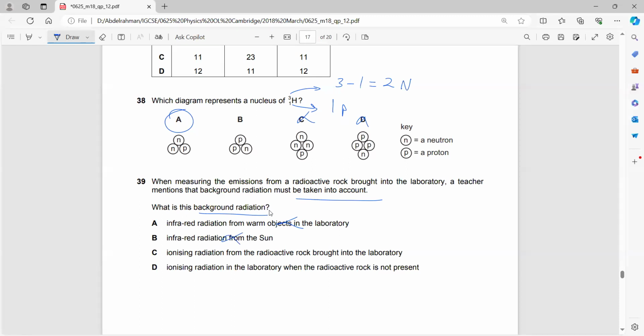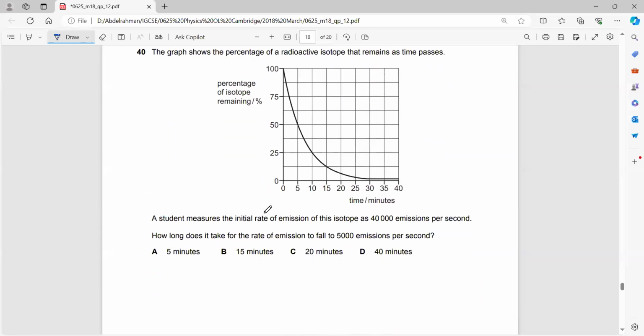Ionizing radiation from the radioactive rock brought into the laboratory? That wouldn't be background radiation. The background radiation would be the radiation when the radioactive rock is not present. It's the radiation that's already there without bringing in any other radioactive sources. Yes, 39 would be D.